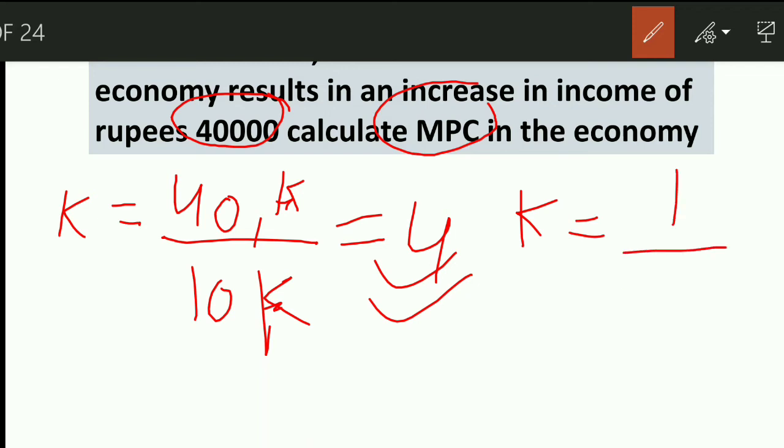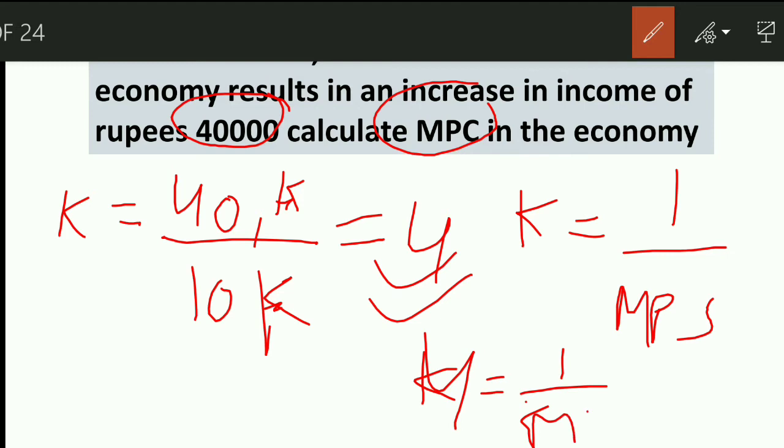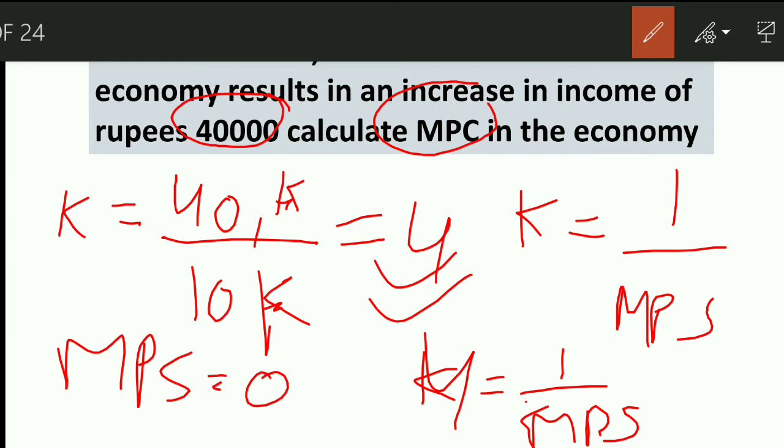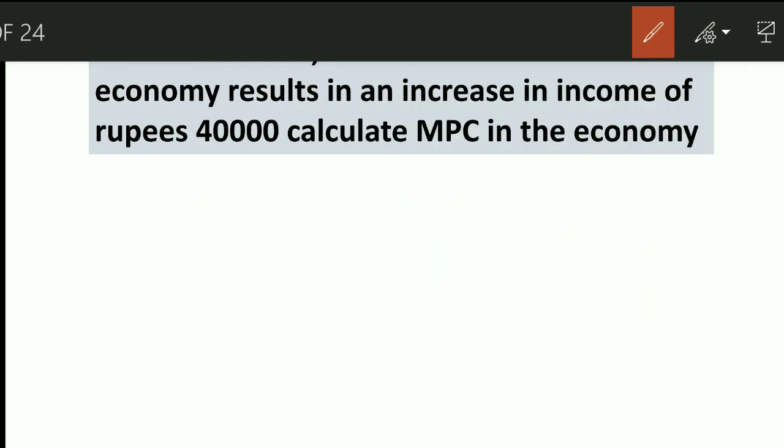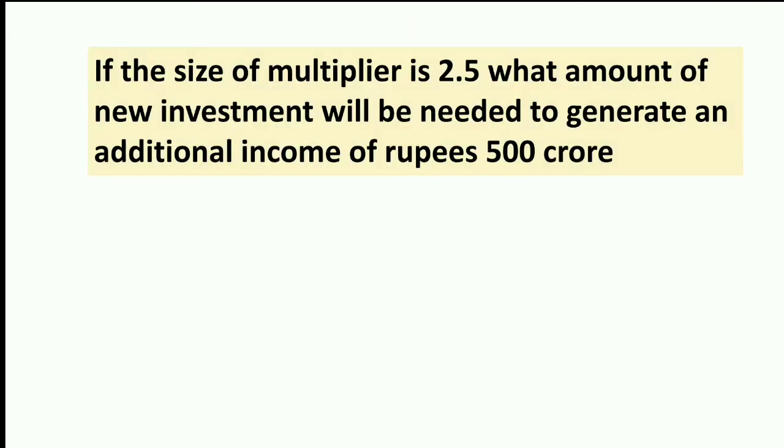Multiplier will be 4. Now also you know that K, that is multiplier, is equal to 1 upon MPS. So 4 is equal to 1 upon MPS. It means the value of MPS will be 1 upon 4, that is 0.25. Then in order to find MPC, you know that MPC is equal to 1 minus MPS, so you will get MPC as 0.75 after subtracting MPS from 1. Alright, I hope this is clear to you.